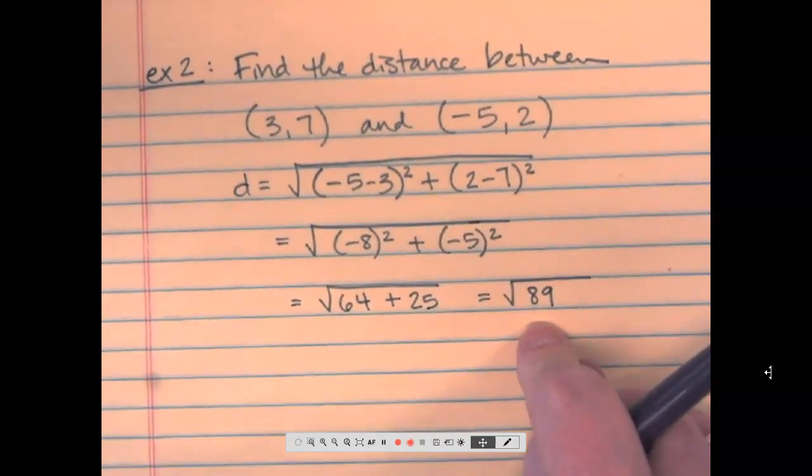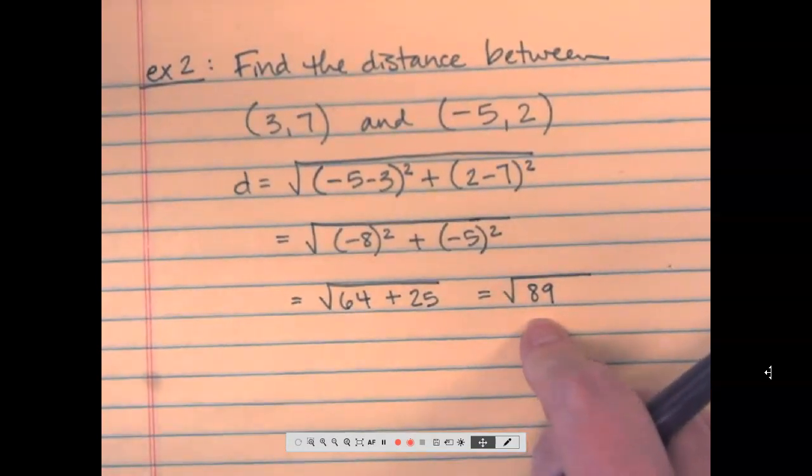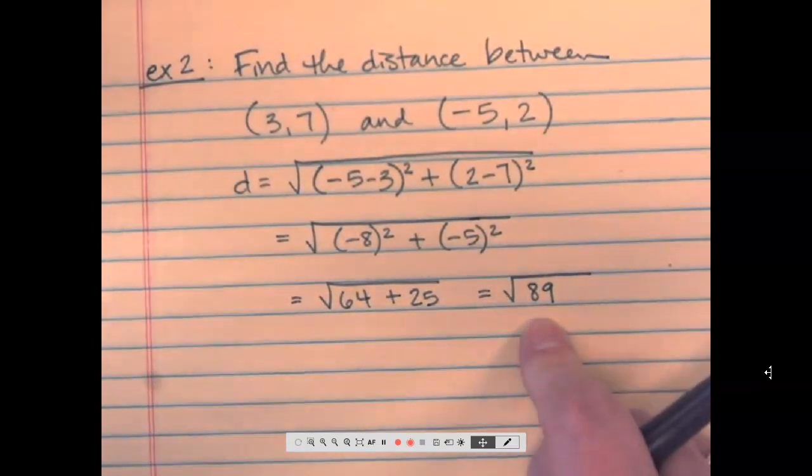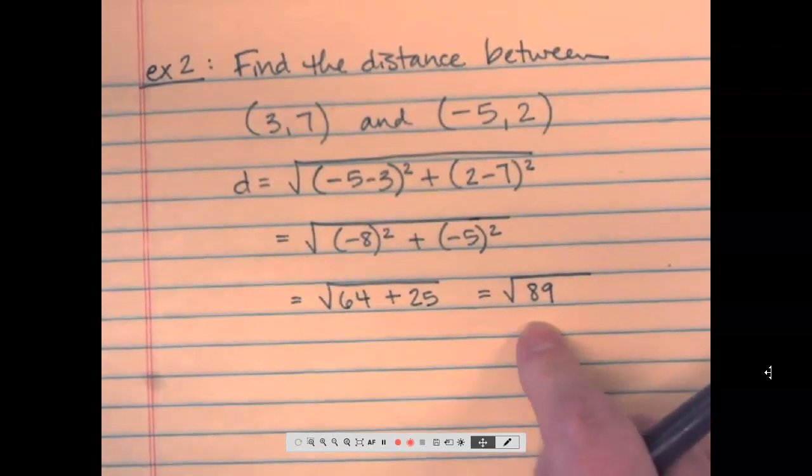Can the square root of 89 be simplified further? How would I know? What would I do? I can put it in that small calculator. The graphing one won't help me, it'll just give me a decimal approximation. But I'm looking for a factor that's a perfect square. 89 is probably prime, isn't it?